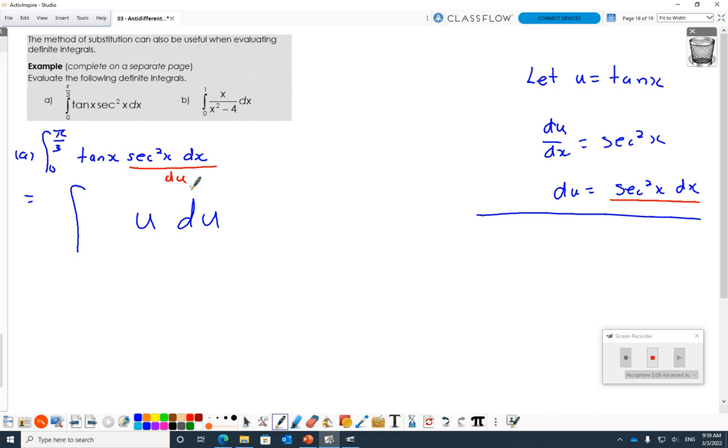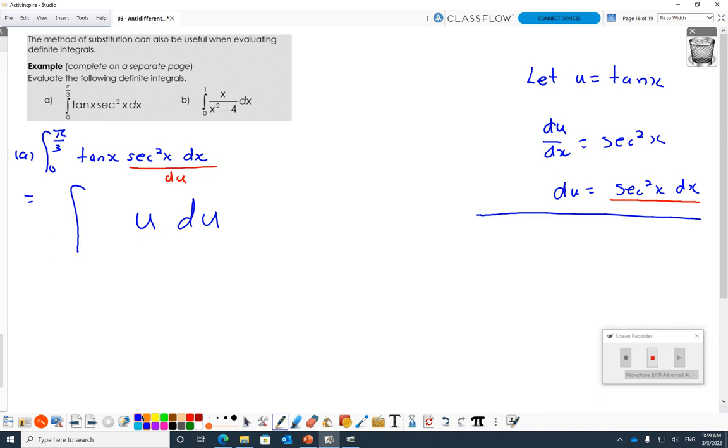Your upper and lower limit. Oh, I didn't put the upper and lower limits here because this said use x values 0 and pi over 3. Uh-oh. These aren't x values anymore. We need u values. Do you remember this from way back when we did u substitution? Sometimes we had to change the limit.